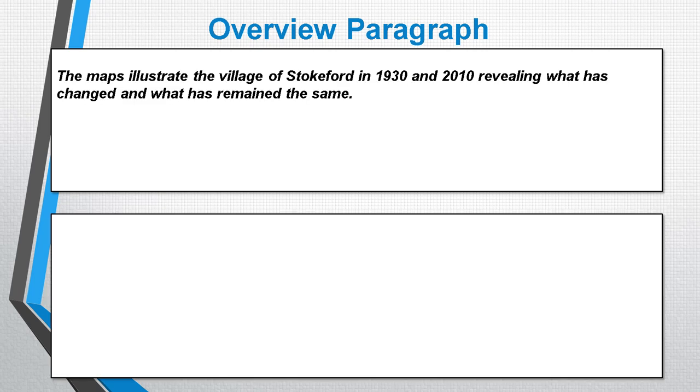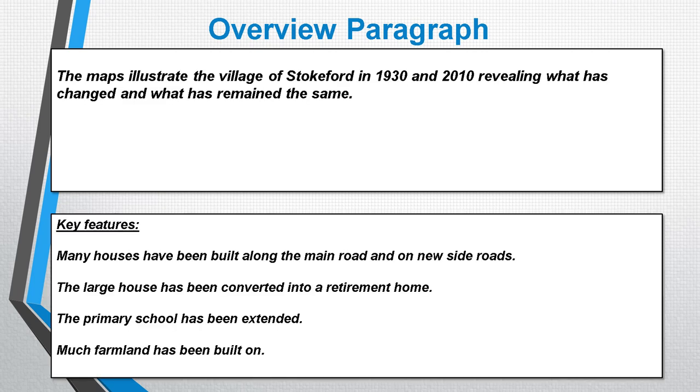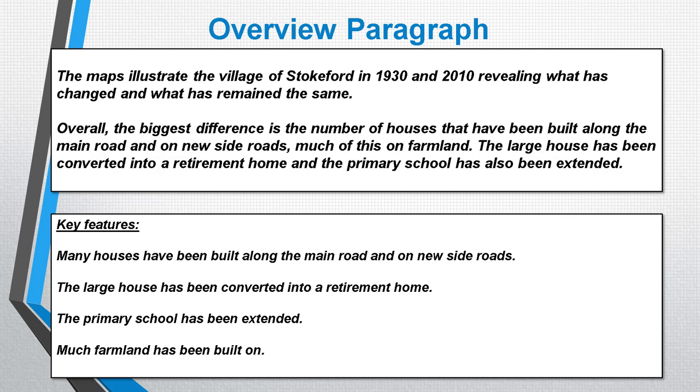Here were the key features, and this is how I've put them together. Overall, the biggest difference is the number of houses that have been built along the main road and on new side roads, much of this on farmland. The large house has been converted into a retirement home, and the primary school has also been extended.